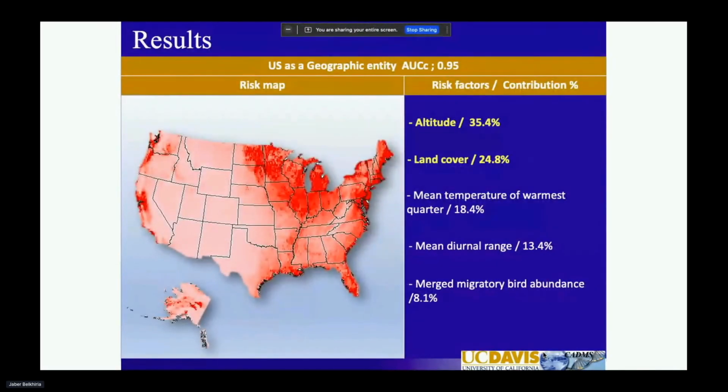So this is the map I got. This is a prediction map where the color varies with areas at high risk for avian influenza. As you can see, we have some areas in California, but mostly in the East Coast and Midwest. The most important variables were altitude and land cover, so low altitude and areas where there were swamps and lakes, most importantly.